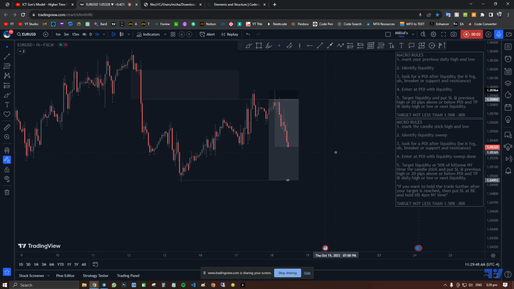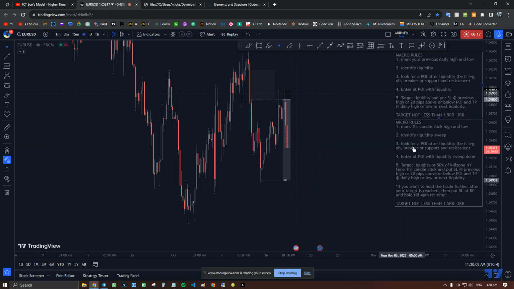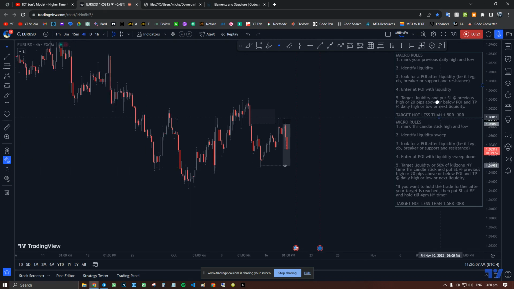All right, hello everyone. So today I want to show you how I got into this trade. I was following the daily bias, but looked at the 4 hour time frame, and you can see my details here. Even though I don't use it all the time, this is my go-to in most cases. All right, so just for context.